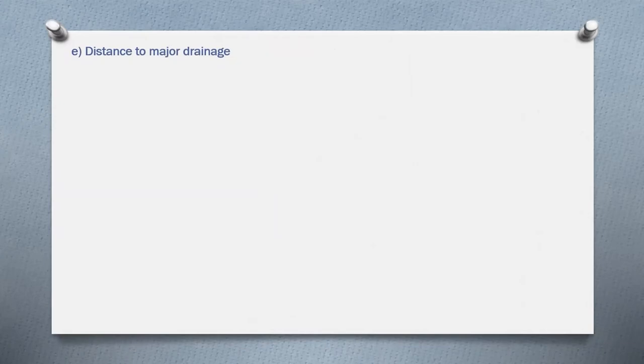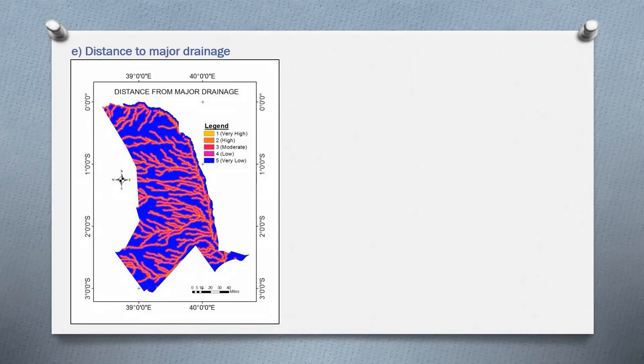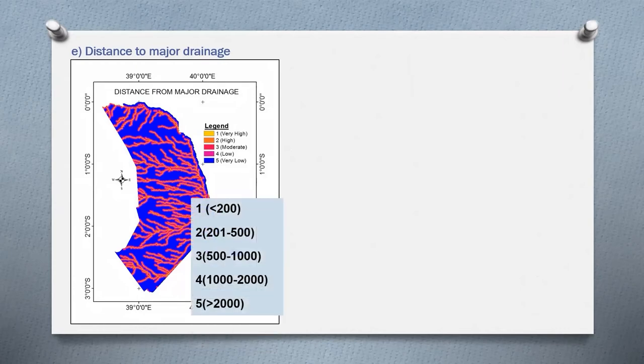And then the other factor was distance to major rivers. Distance to major rivers is also one of the very important factors contributing to floods. Most of the areas that are close to the river are experiencing what we call flash floods.